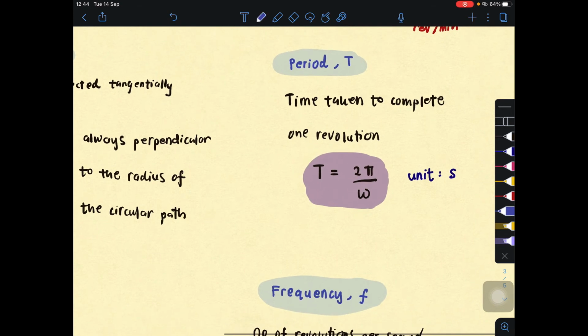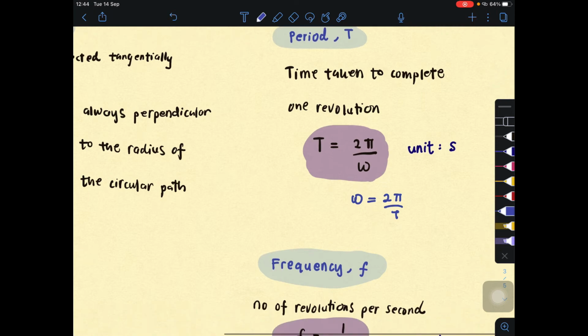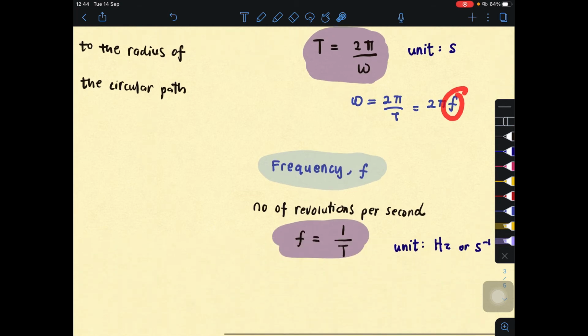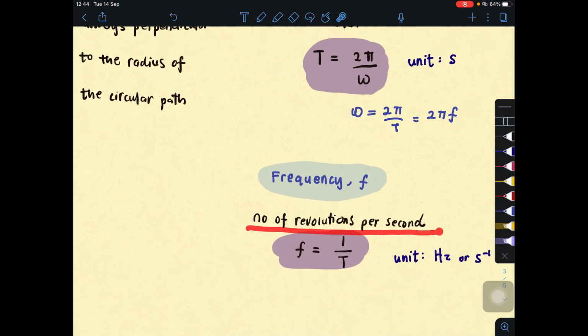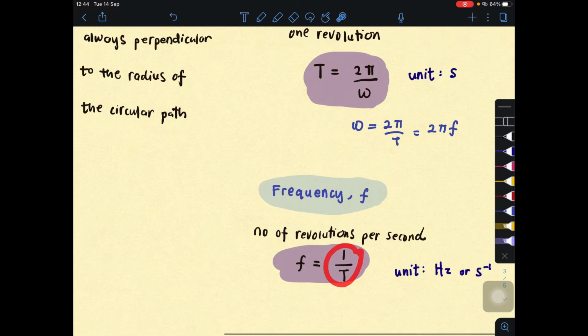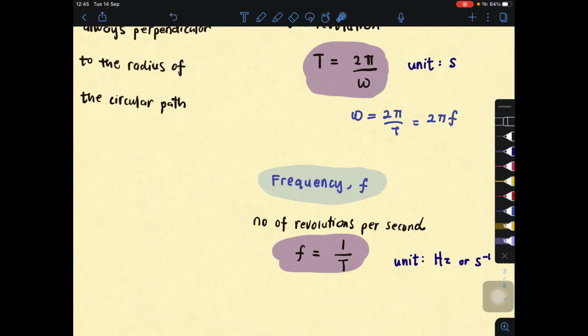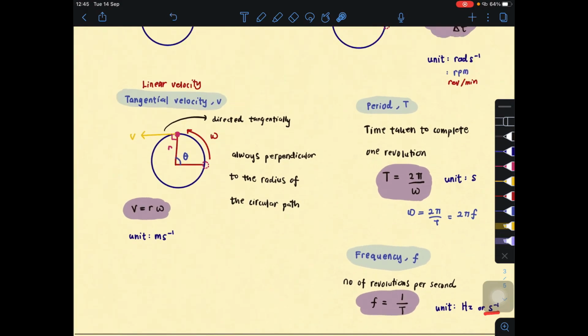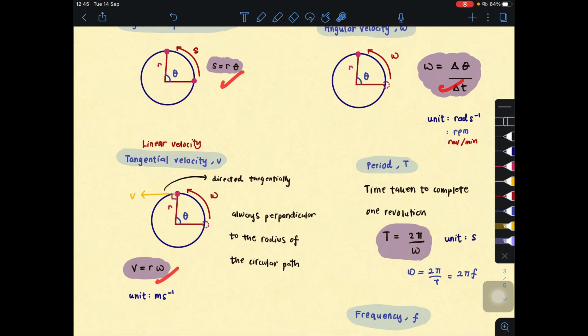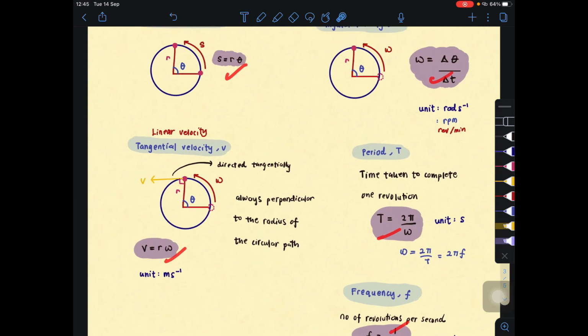So this one is originally from the formula omega, di mana omega adalah sama dengan 2 pi over T, ataupun sama dengan 2 pi F. F adalah frequency. So frequency is the number of revolution per second. Ataupun kita gunakan formula 1 over T kalau melibatkan value untuk period, di mana frequency unit dia adalah hertz ataupun per second. Okay, so these are all the formula that we are going to use in this chapter 6.